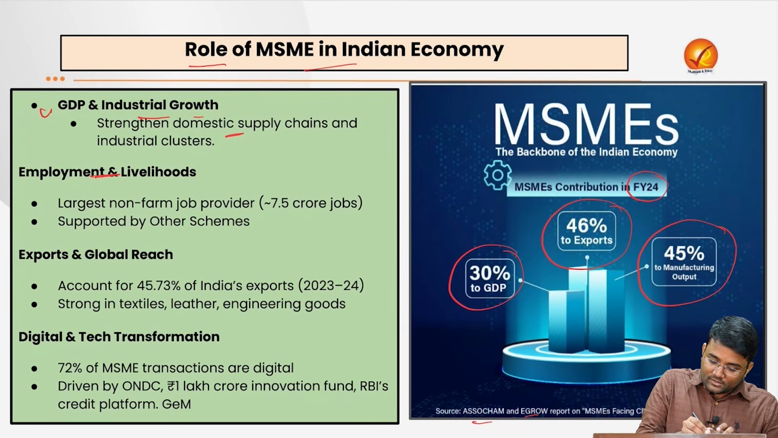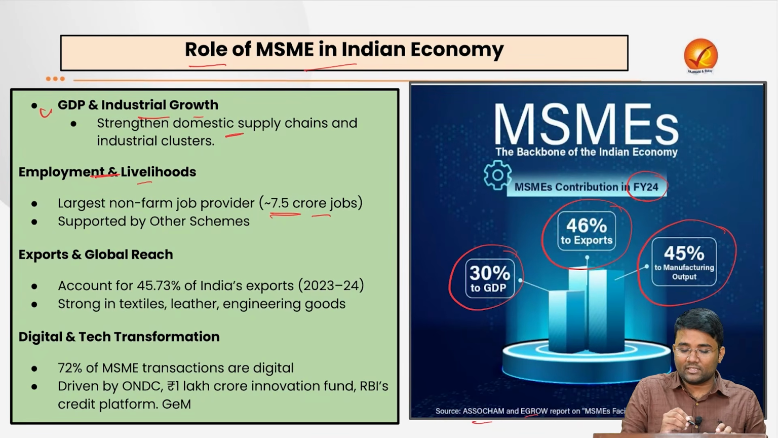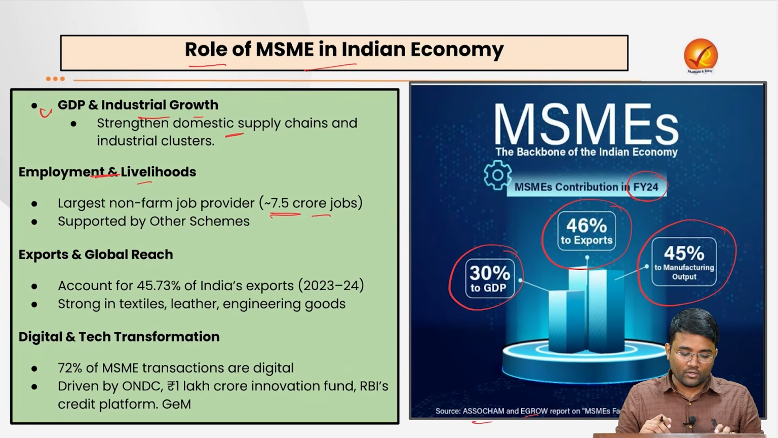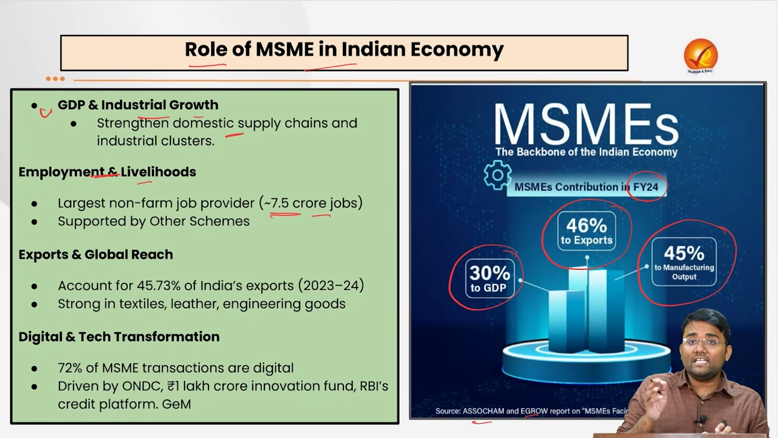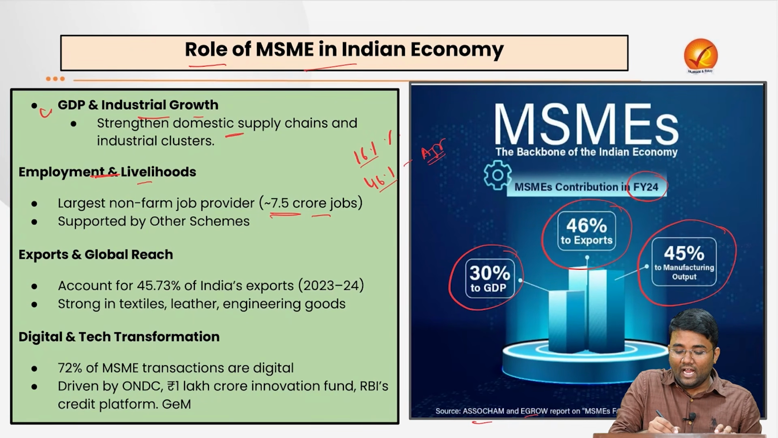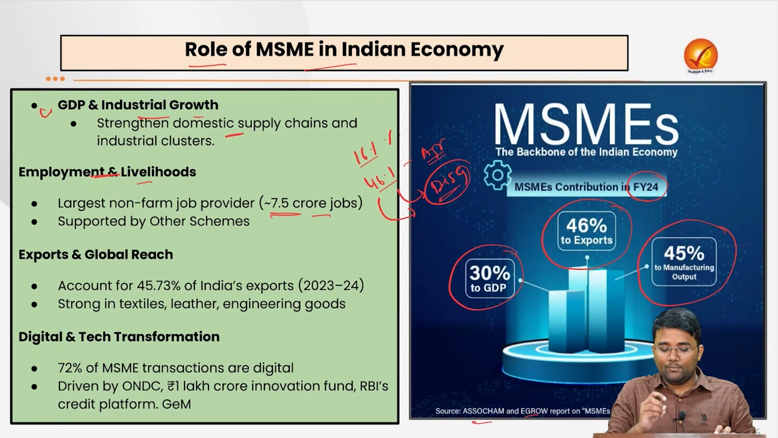Also, it is one of the largest non-farm job providers. It provides around 7.5 crore jobs, and this is the data again of financial year 24. It also helps in de-burdening the agriculture sector, which contributes 16.1% to GDP, while 46.1% is the employment generation by agriculture. The majority of the disguised unemployment witnessed in agriculture is being addressed by the MSME sector.